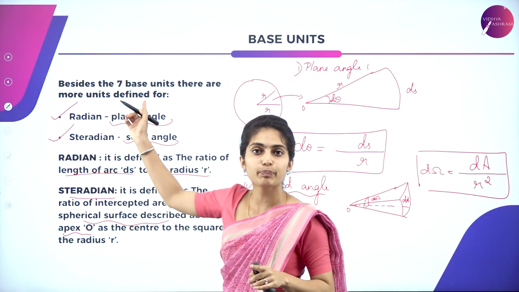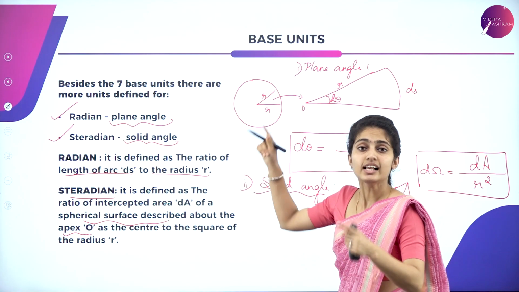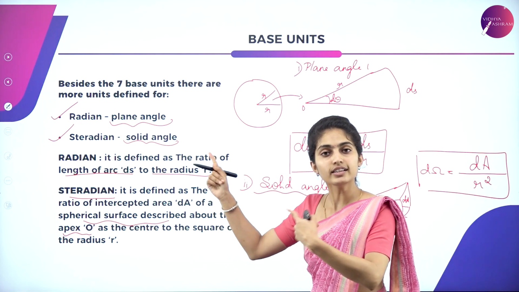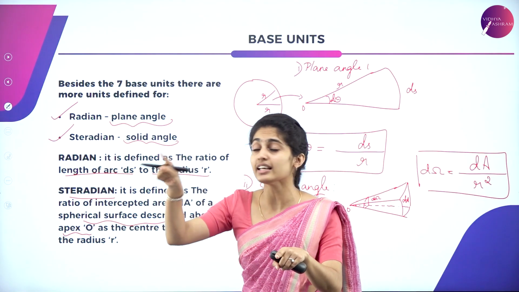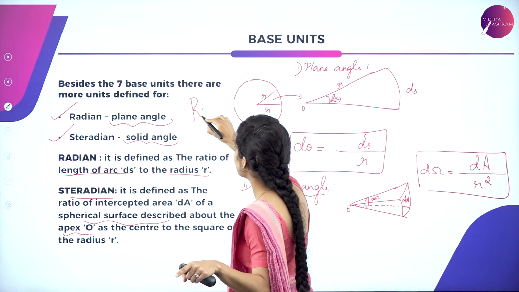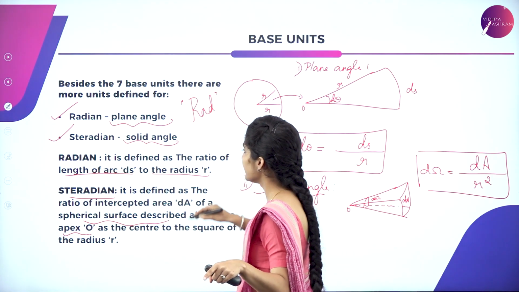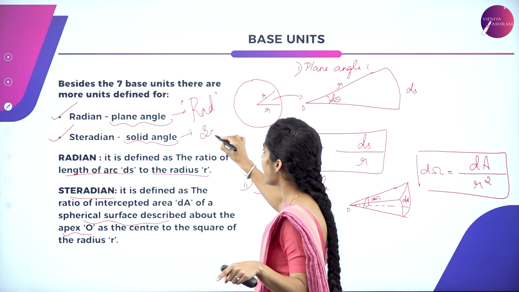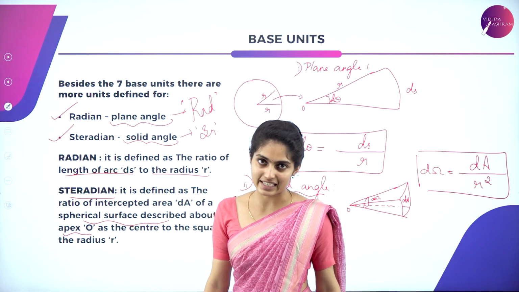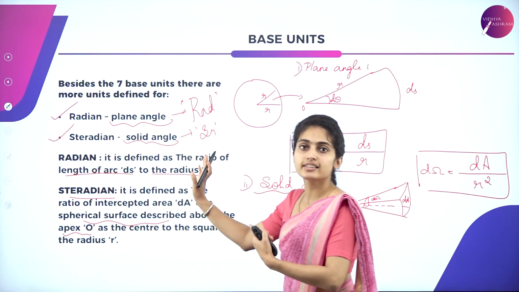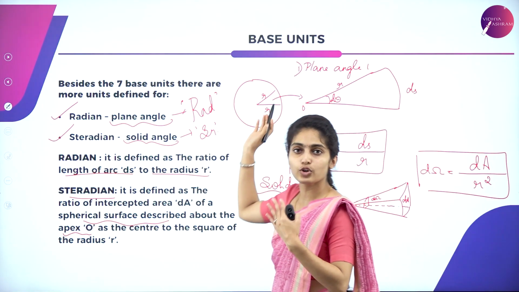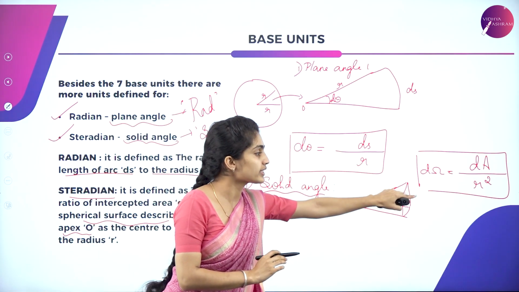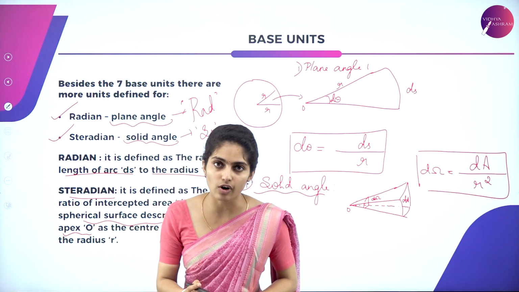So you got to know what is plane angle, you got to know what is solid angle, and in plane angle the unit is nothing but radians, and in solid angle the unit is nothing but steradian. The symbol of radian is RAD, whereas the symbol of steradian is SR. This is for plane angle, this is for solid angle. So in plane angle you got to know how it is represented, and in solid angle also you got to know how it is represented. So these two describe the plane angle as well as the solid angle.